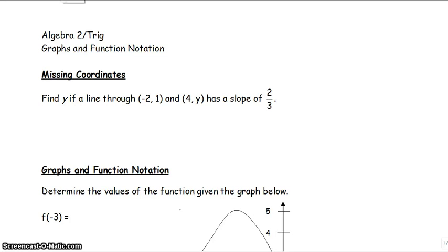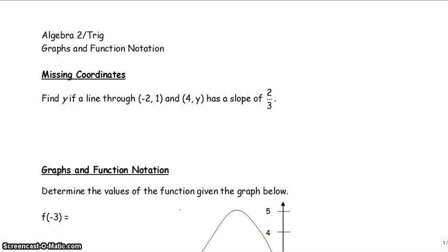Hello, today's video is going to be on graphs and function notation within those graphs. Before we get to the actual graph, we're going to look at slope, but we're going to look at it in just a little bit of a different way. So what we want to do is find y if a line is going through the points (-2, 1) and (4, y) and it has a slope.